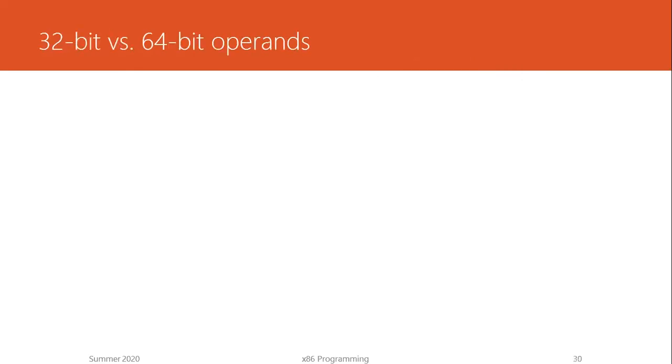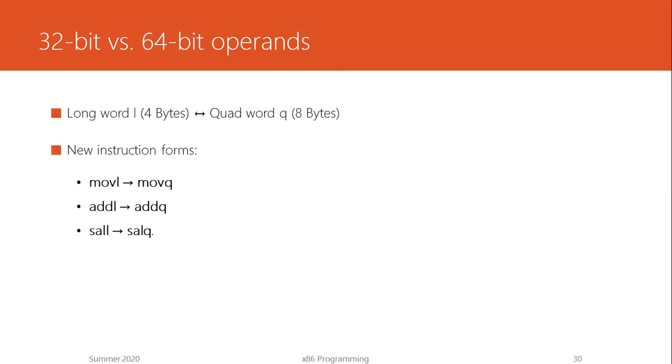Remember that in 32-bit we used L, that refers to 4 bytes. In 64-bit we have 8 bytes called a quad word. So movl refers to moving 4 bytes worth of data. Now in the 64-bit architecture, we replace the L with a Q, that is 8 bytes or 64 bits long. And similarly, all other instructions now use a Q at the end.